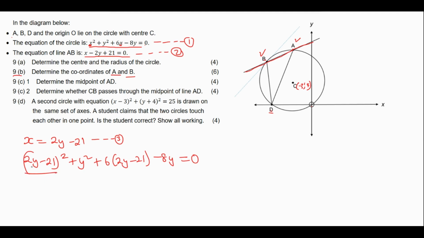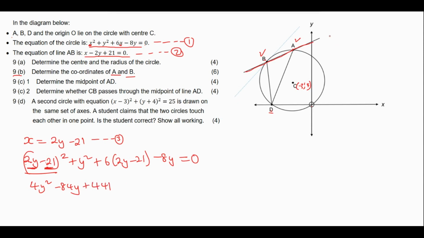It is very easy to find the product of a square binomial. You square this, the first term becomes 4y squared. Then 2 times 2y times negative 21. So 2 times 2y is 4y, 4y times negative 21, that is negative 84y. Then you square negative 21, you get positive 441.